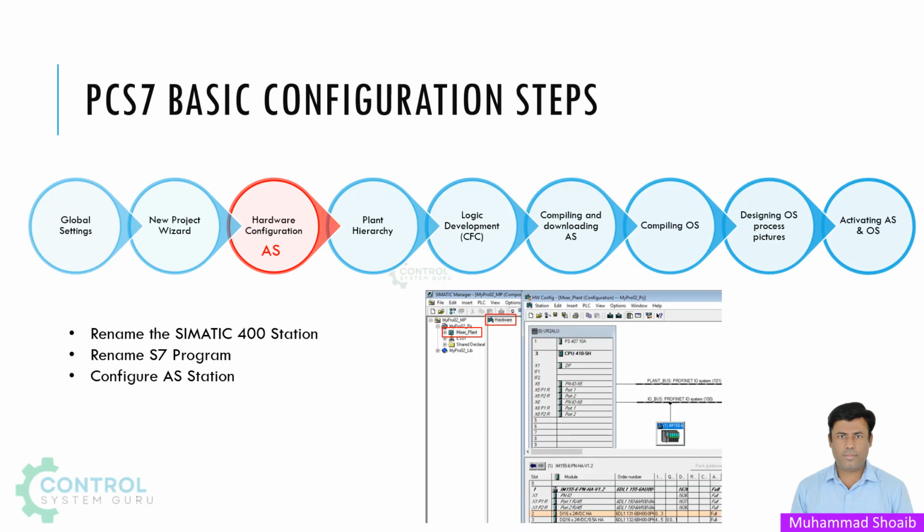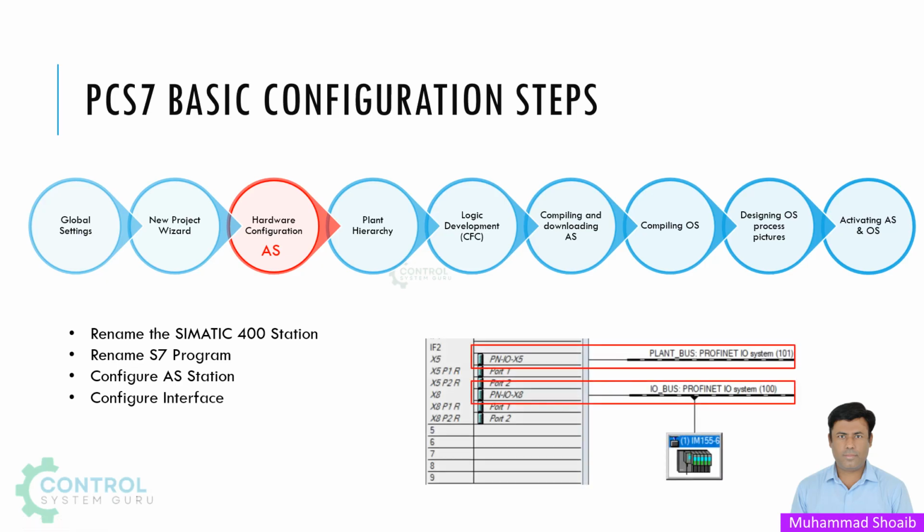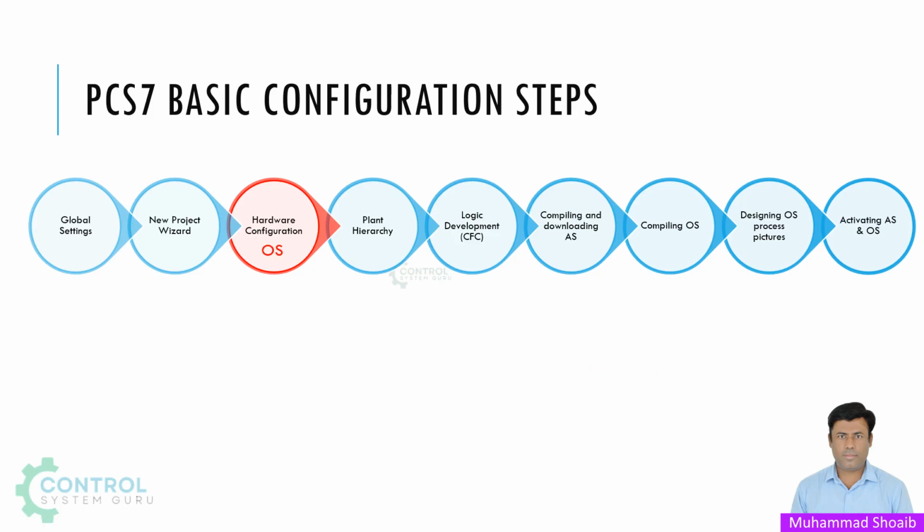AS. Here you will select the SIMATIC 400 station, then click on Hardware, and after that we will add our required IO modules inside the hardware configuration. And then we'll also configure the interface. In this tutorial video, we will configure two interfaces, the IO bus interface and the plant bus interface. Once our AS configuration is completed, we'll move toward the OS hardware configuration.